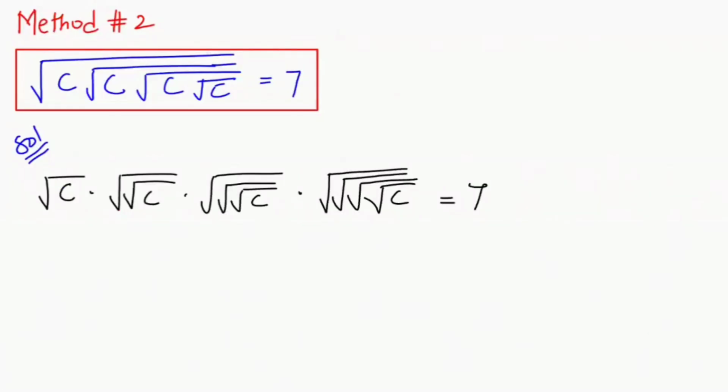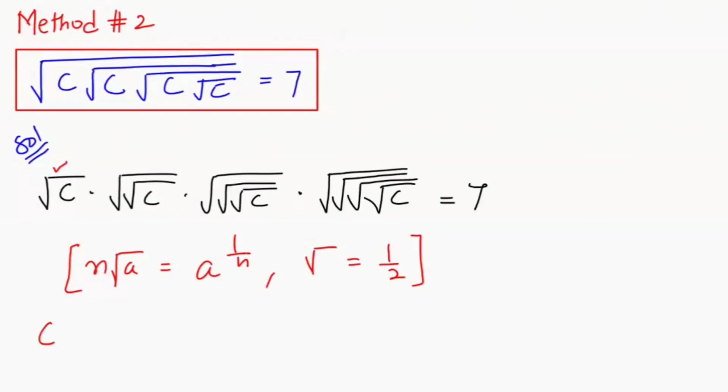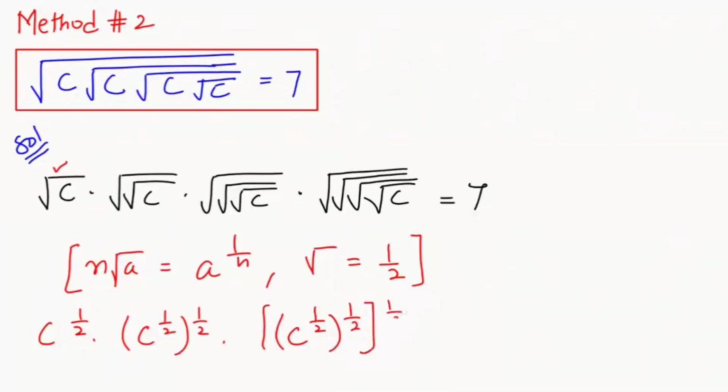Now in the next step, I am going to apply the radical rule, that is, nth root of a can be written as a to the power of 1 over n. And a square root is always equal to raising to the power of 1 over 2. In replacement of these roots, I am going to add 1 over 2: c to the power of 1 over 2 times c to the power of 1 over 2, and whole to the power of 1 over 2, times c to the power of 1 over 2, and whole to the power of 1 over 2, and then again whole to the power of 1 over 2.